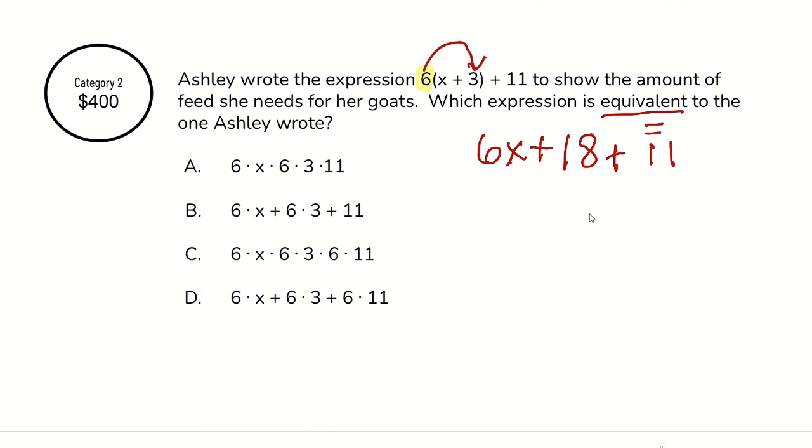But I do notice that we have some like terms here, right? We've got a regular 18 and a regular 11. I call these naked numbers, or no last namers. Can we put those naked numbers together? Yes, we can. That's what we've been doing since elementary school, just adding regular numbers. So 6x plus 29.